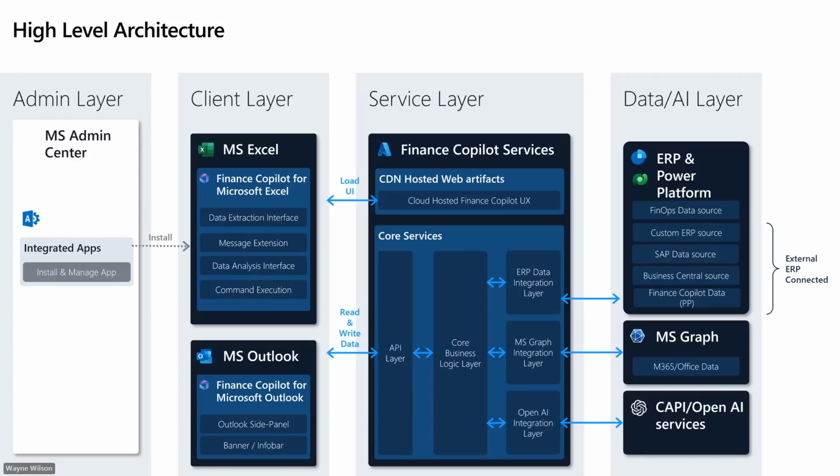The data is only used for runtime processing to generate the insights and the actions that are going to be surfaced for end users in Outlook and Excel, and then is discarded by Microsoft after that. So overall, that covers the architecture in Copilot for Finance.